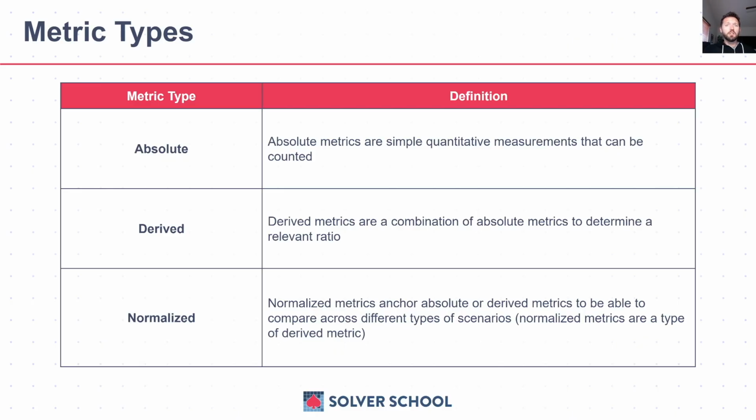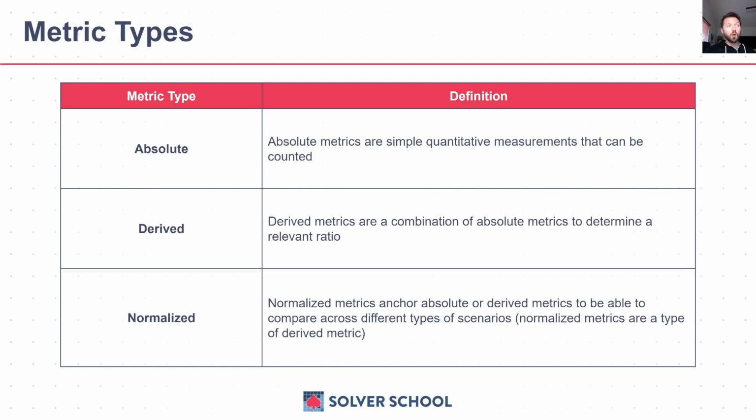I'll go through each of these in a little bit more detail, but at a high level, absolute metrics are simply quantifiable metrics that can be counted. So the number of combinations is an absolute metric. It can be counted, it can be added together really easily, but it is a purely countable metric. Expectation value is a counted metric.